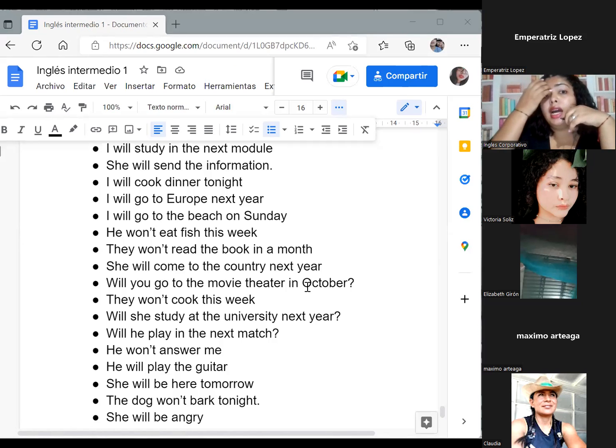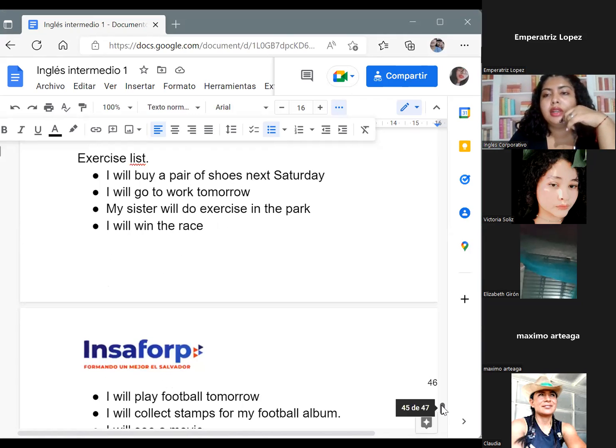We have a lot of sentences. So we are going to see what are the examples that we have here. And we are going to begin with this one. I will buy a pair of shoes next Saturday. I will go to work tomorrow. My sister will do exercise in the park. I will win the race.